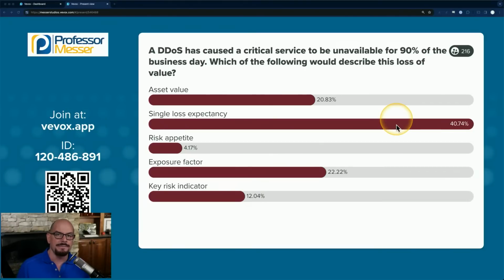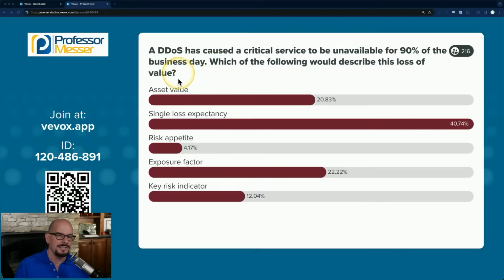For example, if a web server goes down for the day and we make $10,000 a day on that web server, our single loss expectancy would be $10,000. But you can see here our number that we were looking at was a percentage. So there's no dollar value associated with the percentage. We have to first understand, what are we losing? How much money have we lost, or how much of a service have we lost? And then be able to understand how often that service was unavailable. In this case, our exposure factor was indeed 90% in this scenario.